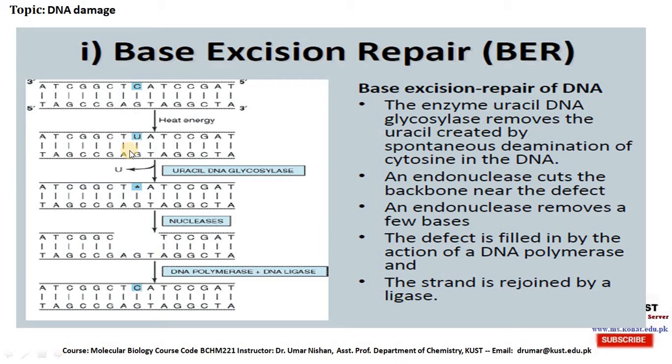So here you can see now that this U that was produced is removed by the process of base excision repair, or BER, and now we have C for G instead of U, which was a mistake. It was a damage that was done to the DNA, and it is successfully repaired by the help of this process of base excision repair, or BER.